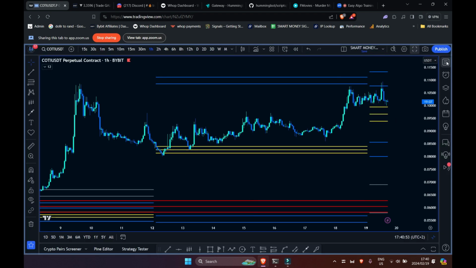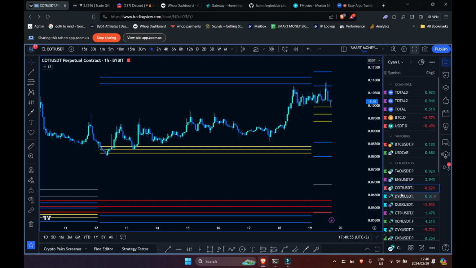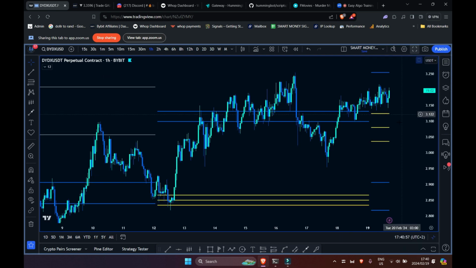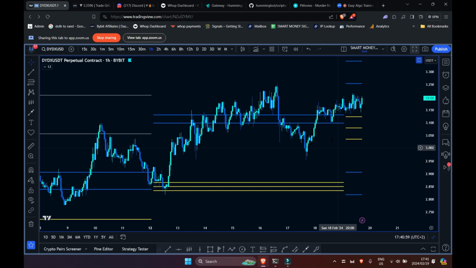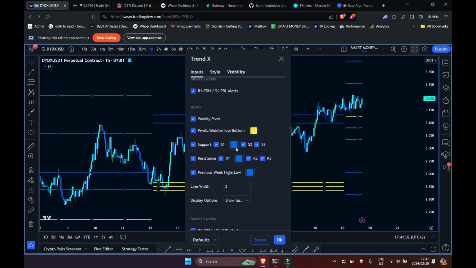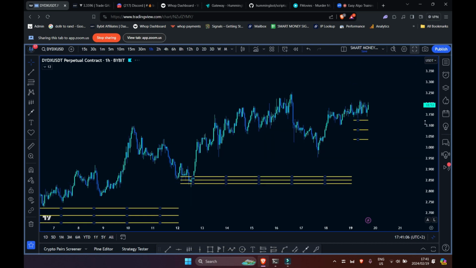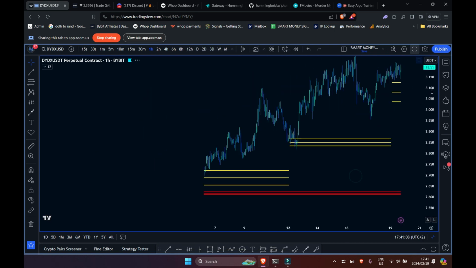So let us check out another one, DYDX. This was also a very nice one, performed nicely. All of these are performing nicely. If you find a nice narrow pivot, they almost all of the time perform very nicely.